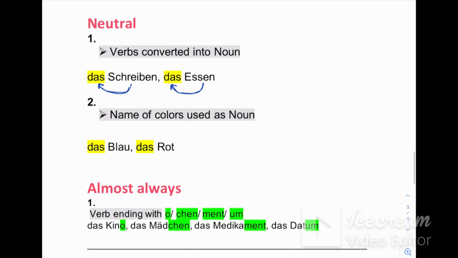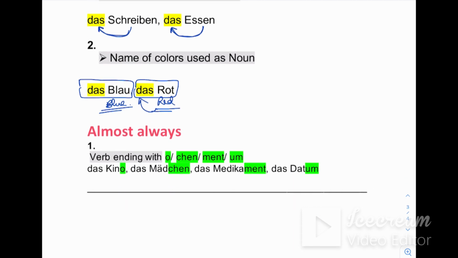Names of colors used as nouns. If we are using the name of a color as a noun, we put the das article. Das Blau means blue, das Rot red. These all take the das article. Last point, almost always, nouns ending with o, chen, ment and um will take the das article, das Kino, das Mädchen. You can see here this one is an exception.